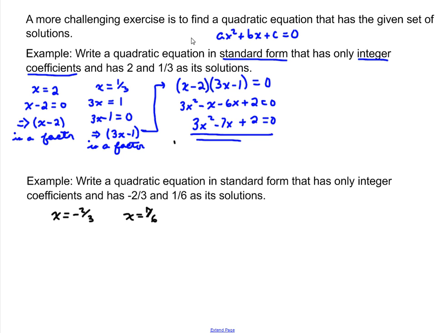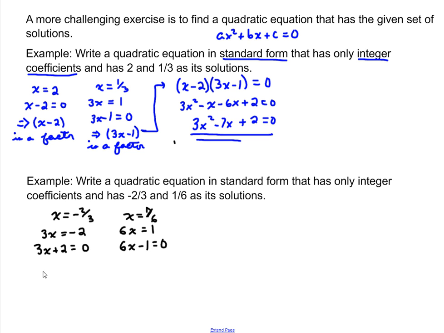Well, in this case, when we rewrite our equations, we're going to get rid of those fractions by multiplying both sides by the common denominator. In this case, we're going to get 3x is equal to negative 2. And with our other expression, we're going to multiply times 6 on both sides. So we're going to get 6 times x is equal to 1. And then we're going to add 2 to both sides to set this equal to 0. So we're going to get 3x plus 2 is equal to 0. And here we're going to subtract 1 from both sides to get 6x minus 1 equal to 0.